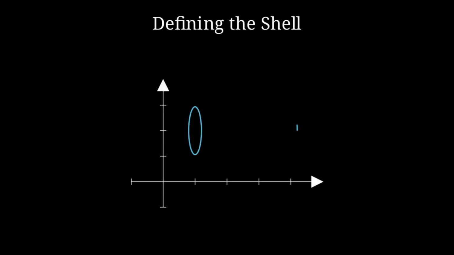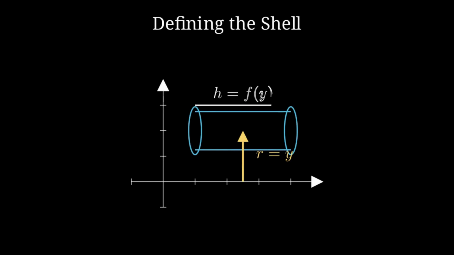Let's define our components for a rotation around the x-axis. The radius of our shell is simply the vertical distance from the axis, which is y. The height of our shell is the horizontal length of the function at that specific y value. The thickness of the shell wall is our differential, dy. These three pieces form our volume element.